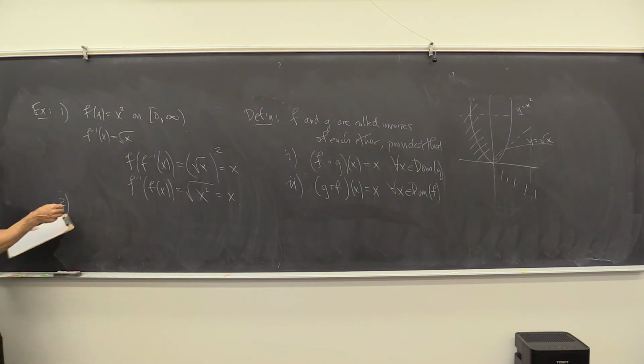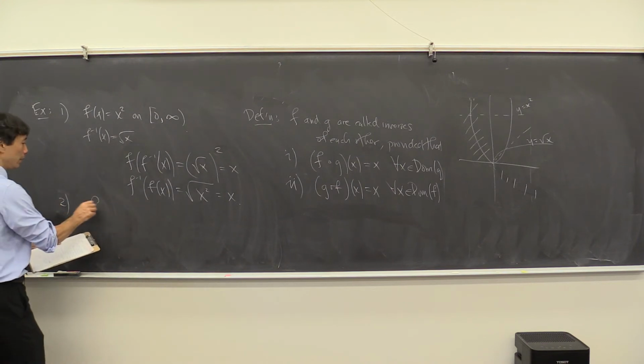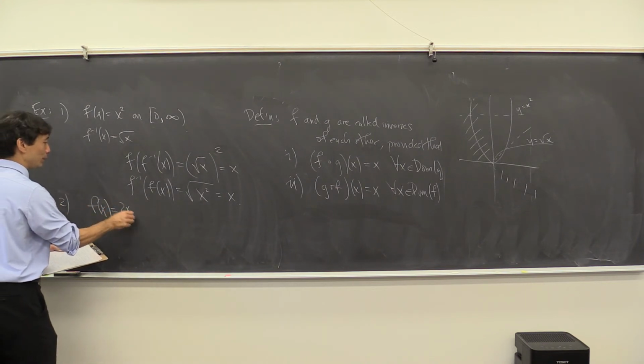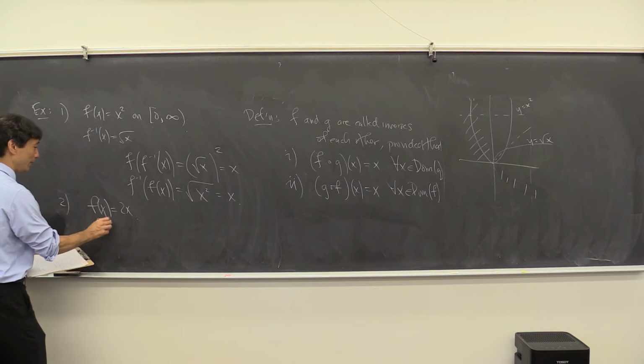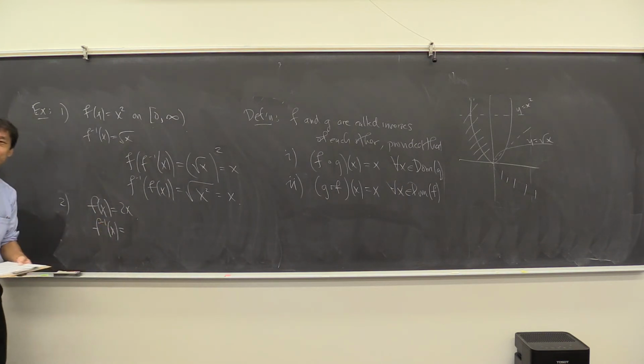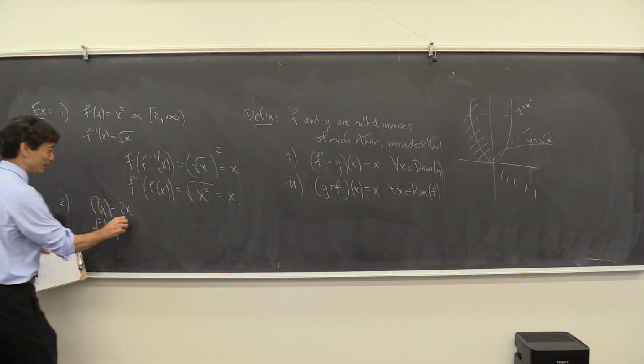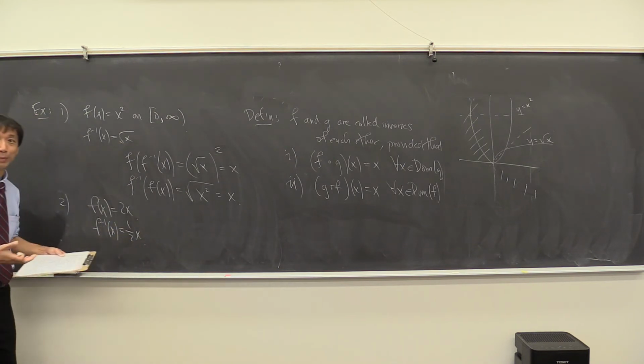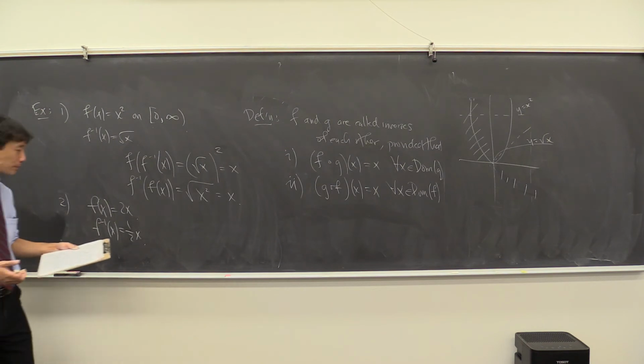A simpler example, maybe I should have started with that, is f of x equals 2x. Then what's f inverse going to be? What function would undo multiplication by 2? Divide by 2. So divide by 2 would undo it.